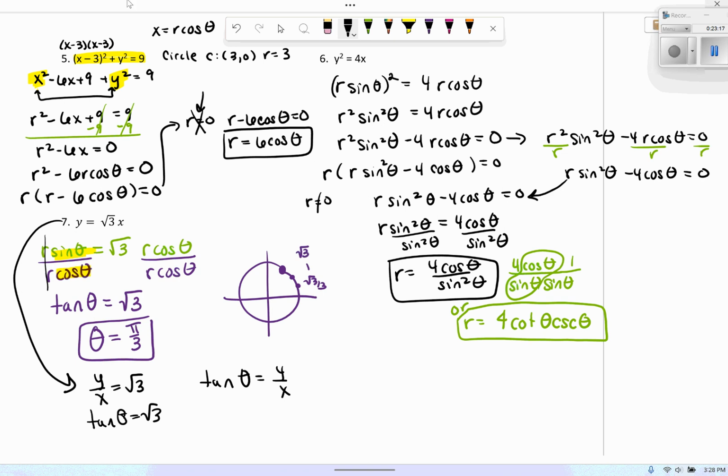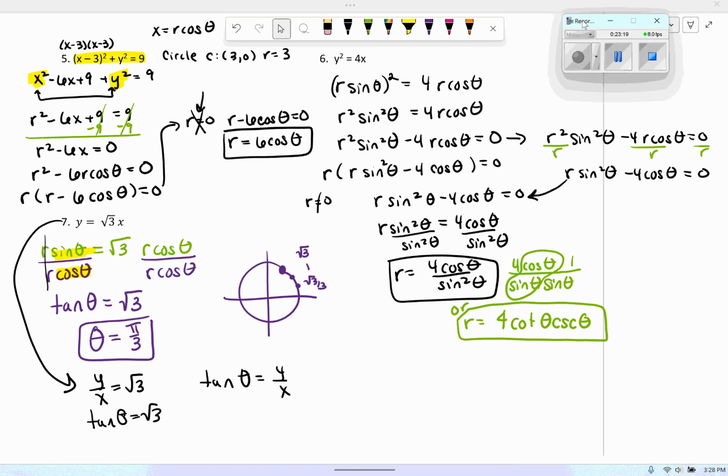And that is all for our converting from polar to rectangular and rectangular to polar.